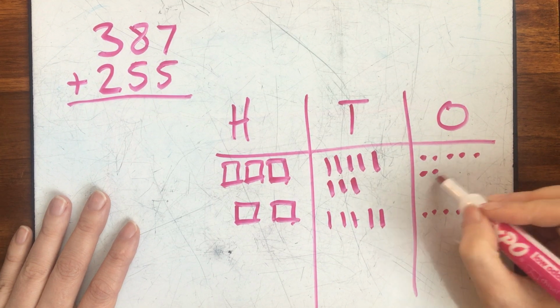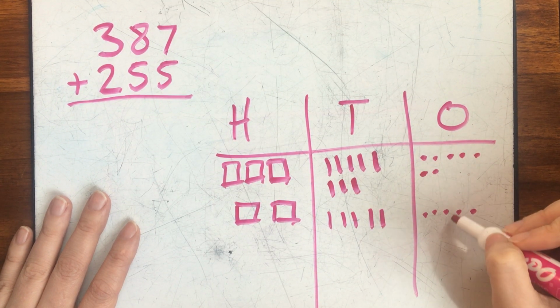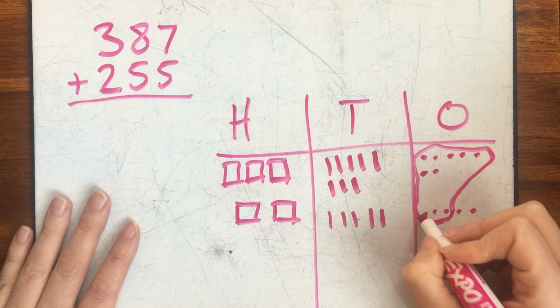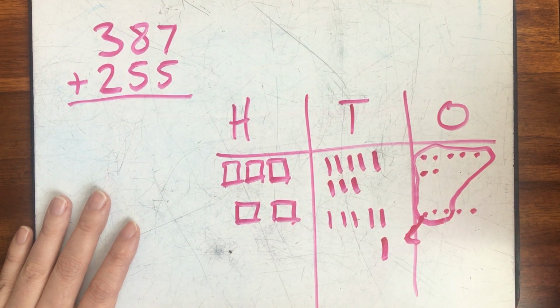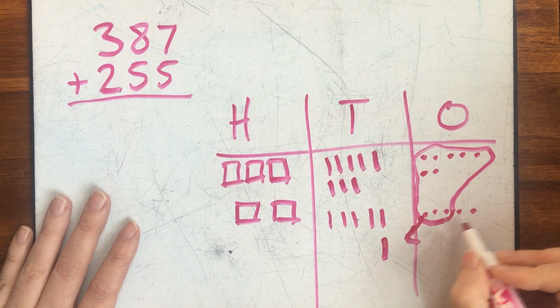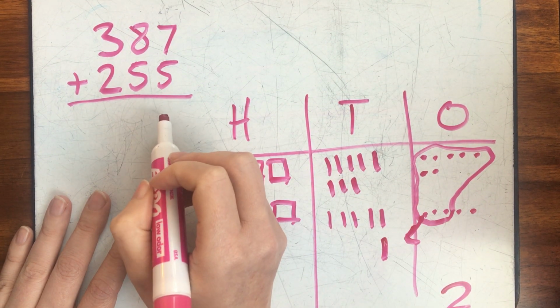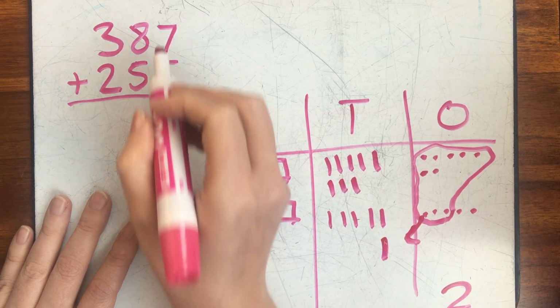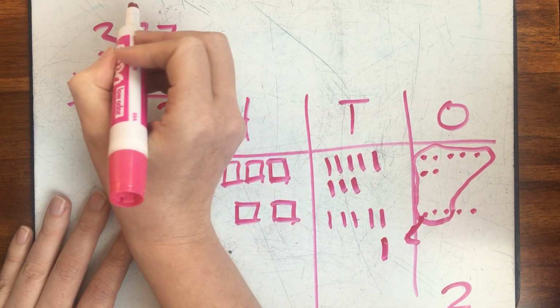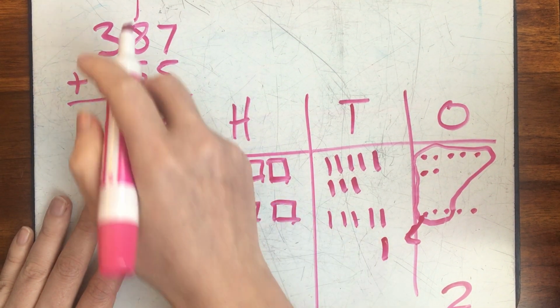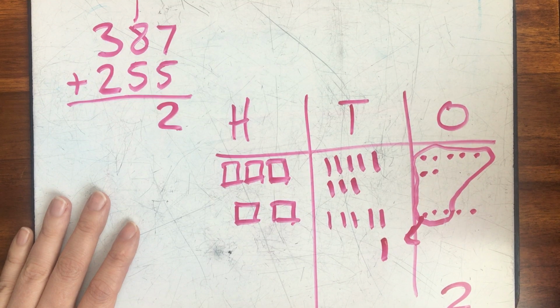I have 7 ones up here, so if I add 3 more, that makes a 10. I'll move the 10 over here into the tens place. And I have 2 ones left. I can add that to my vertical method over here. 7 plus 5 is 12, so I move a 10 over there, and I have 2 ones left. It's the same thing here as it is here. We just write it in a different way.